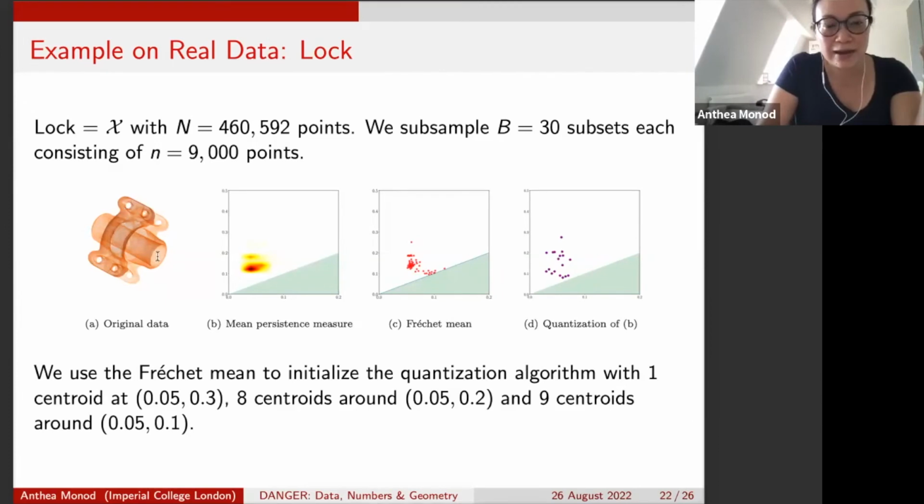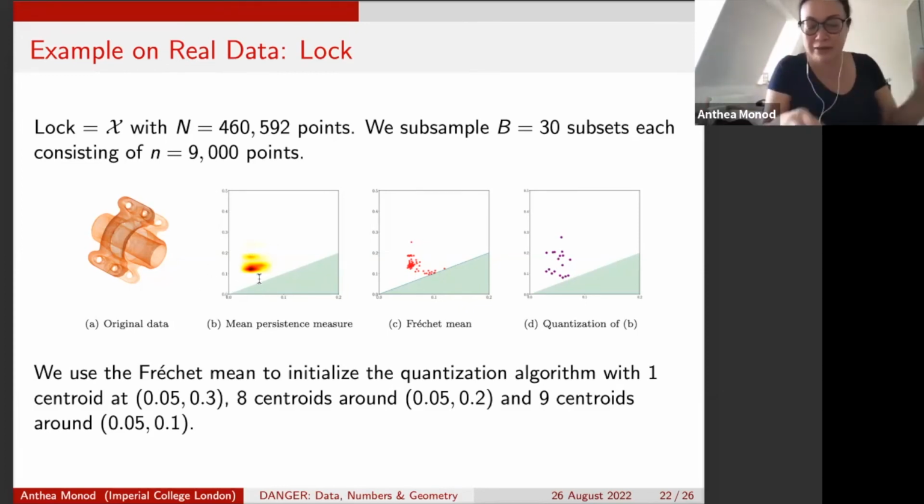So 1, 2, 3, 4, 8 holes on each side of these two caps, and then we have one hole corresponding to the large one on the inner tube here. So the mean persistence measure looks like this. This is what I was telling you before about these blurred kind of heat maps in the case of persistence measures. This is what the Frechet mean looks like.